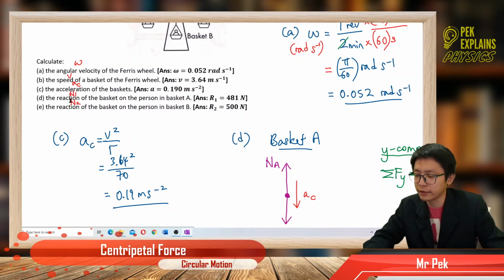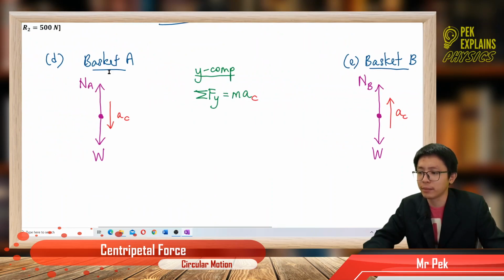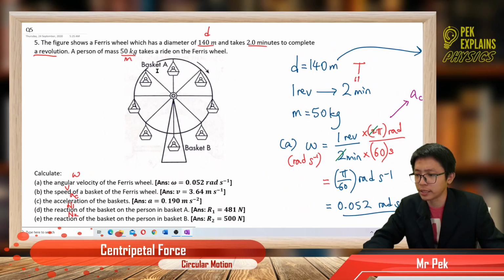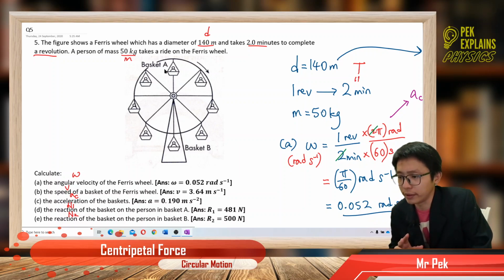Now we want to find the reaction at basket A and also the normal force at basket B, two different positions. Let's look at basket A. Where is basket A? Basket A is at the top. Let's draw the free body diagram first. It's very important for you to draw the free body diagram.